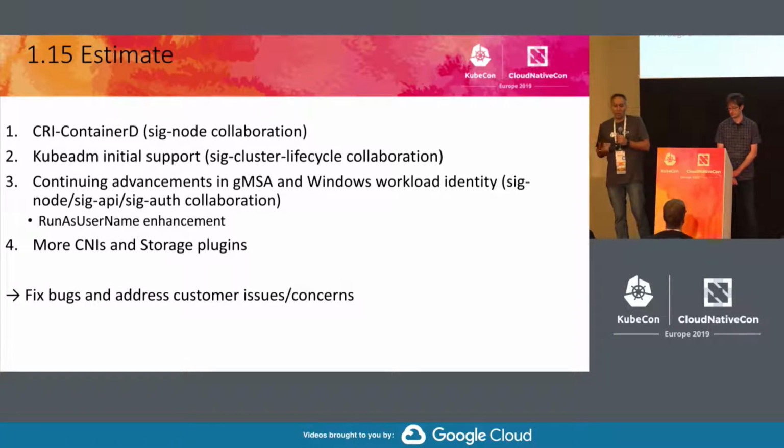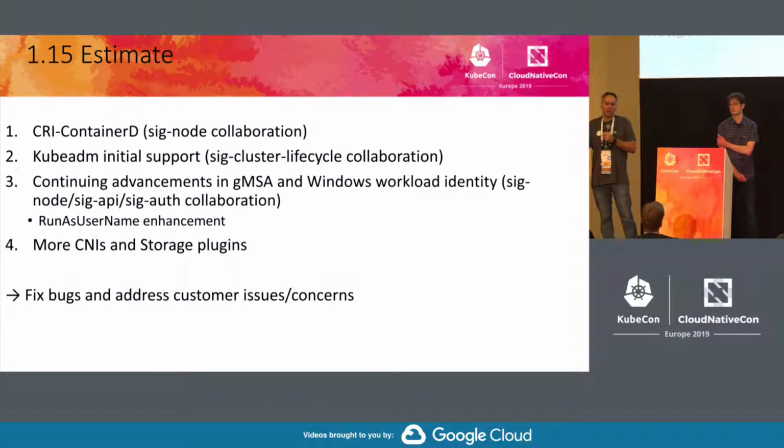So kubeadm, I mentioned that earlier, we're going to try to get initial support with 1.15 that will allow you to add a Windows node into your environment. And we're encountering a lot of difficulties there. There are a lot of assumptions being made, not only in kubeadm but throughout Kubernetes, that components are built and run on Linux, and there are difficulties in identifying them and resolving them so we can get kubeadm to add a Windows node.